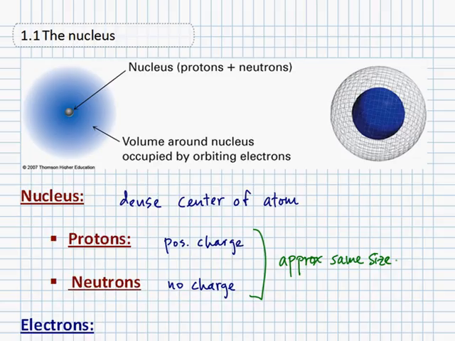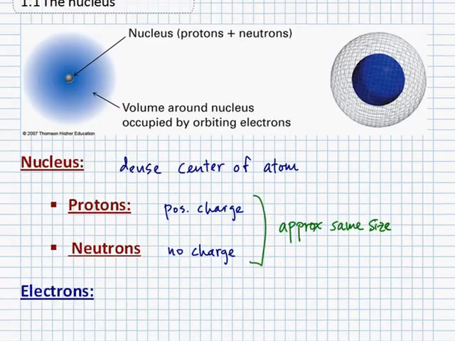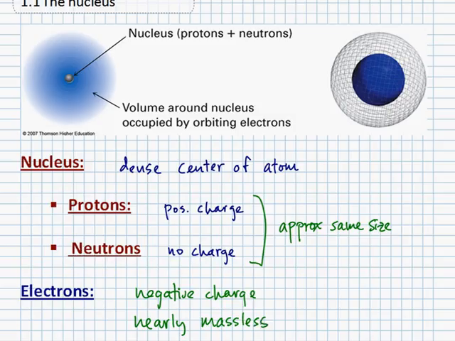So electrons are outside of the nucleus. Electrons, of course, have negative charge, and they're nearly massless. What does that mean? That's talking in relative terms, comparing to protons and neutrons. So if we were to set our scale on the mass of a proton or a neutron, which is the atomic mass unit, by the way, electrons would have a tiny, tiny, tiny mass, almost immeasurably small.